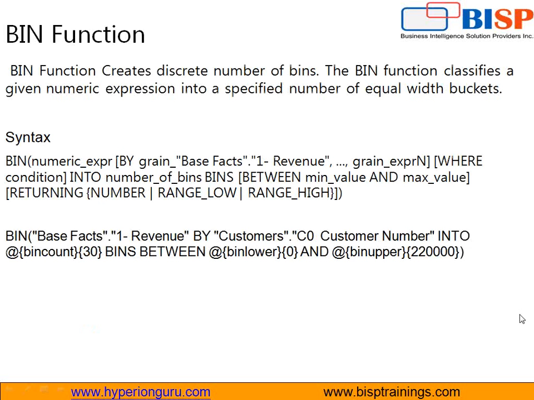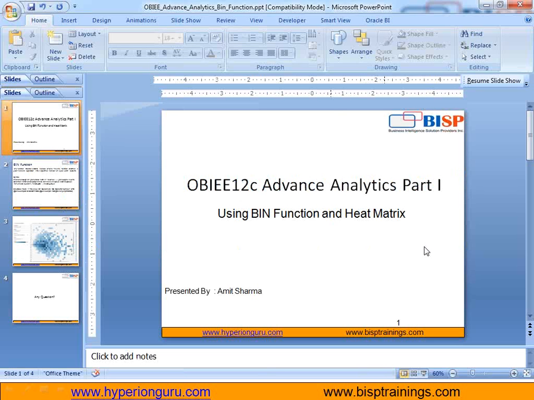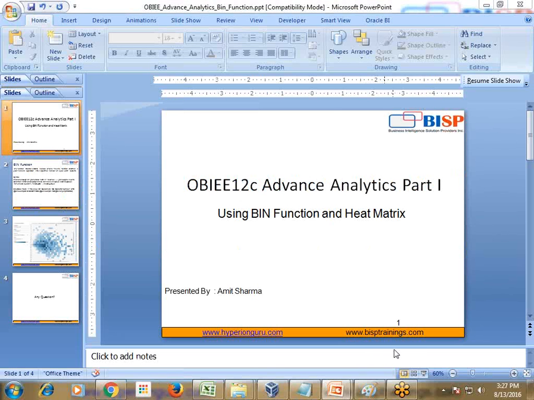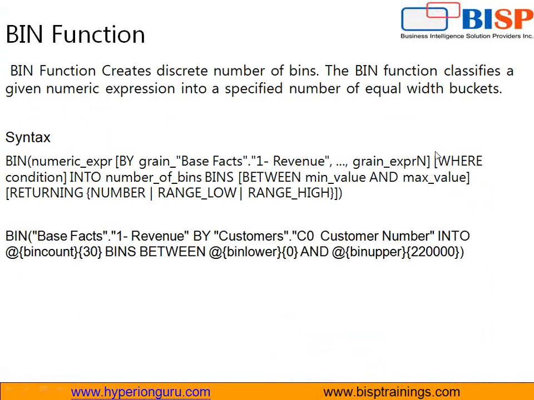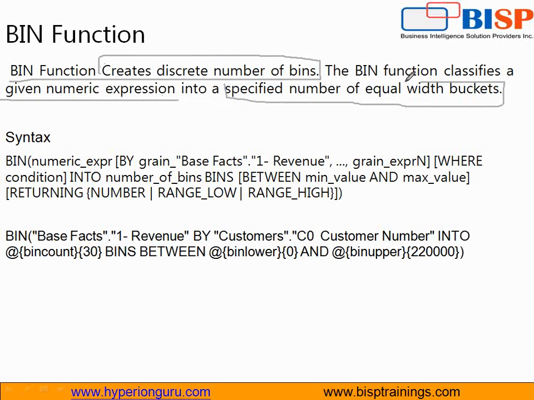So what does bin do? As it seems to be a familiar term, in the prior version of OBIEE as well, we used to have a bin. We can create a bin or a bucket through which we can categorize our members, dimension members. The same thing happens for the measures. The bin function creates a discrete number of bins, right?